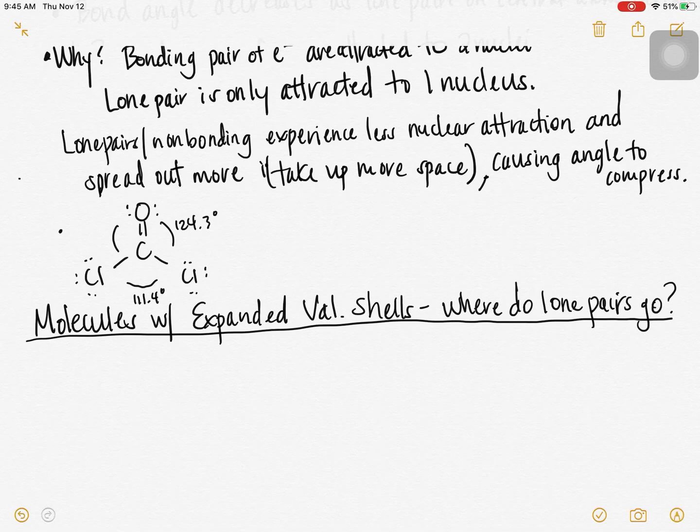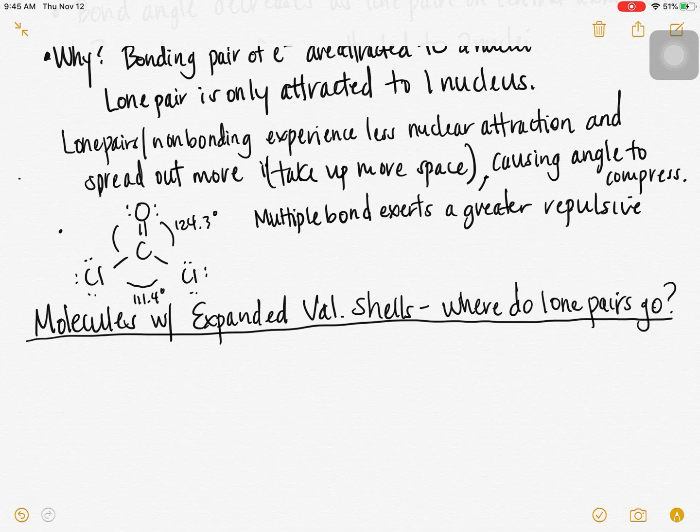Okay, so what's the deal here? Well, it's the same thing, but actually a little bit different. So the double bond or the multiple bond exerts a greater repulsive force. And what that's going to do in this case is cause the single bonds to move away.